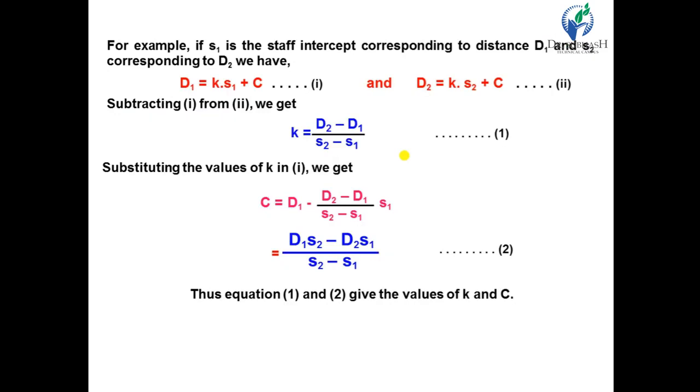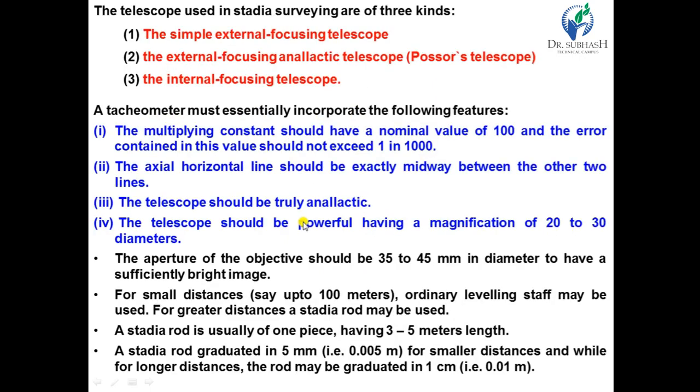Now we get two formulas by adopting different readings, D1, S1 and D2, S2. After subtracting equation 1 from 2, we get the formula K is equal to D2 minus D1 upon S2 minus S1. Substituting the value of K in equation 1, we get C. So we can get the values of both K and C. We can also put the value of K directly in our first formula, and we get both values.